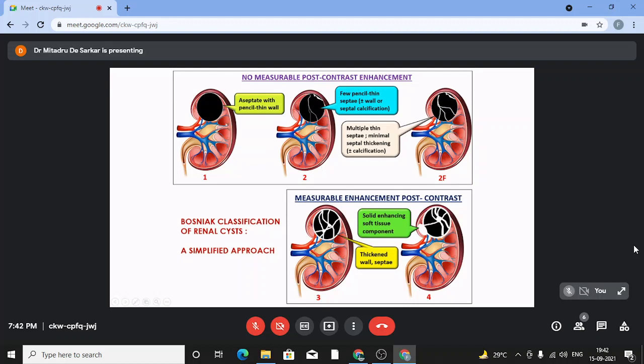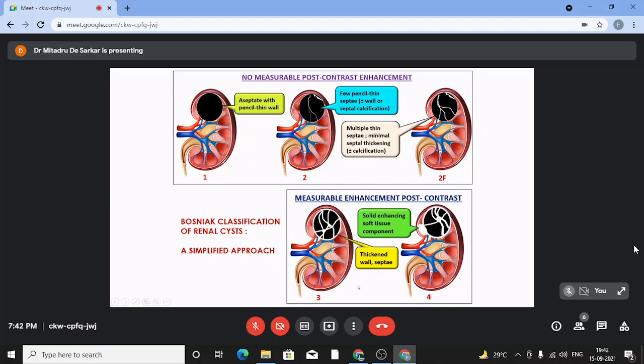In category 1, you have a completely benign cyst with a very pencil thin wall which cannot be appreciated well. In the case of category 2, you have a few pencil thin septae, and this elongated cleft at the periphery is calcification. So sometimes you might get septal and wall calcification. In the case of category 2F, you have the septations increased in number. So you have multiple thin septae and minimal amount of septal thickening with or without calcification.